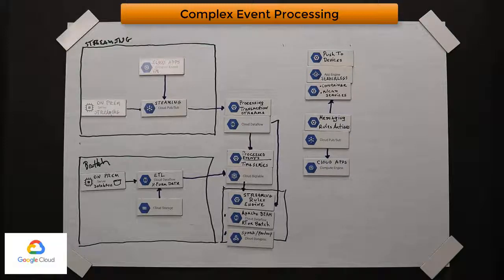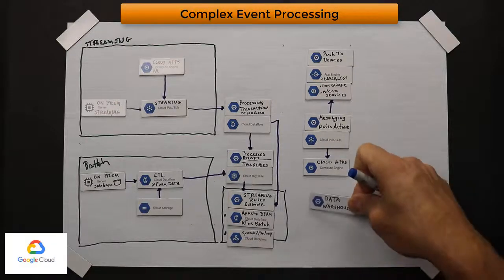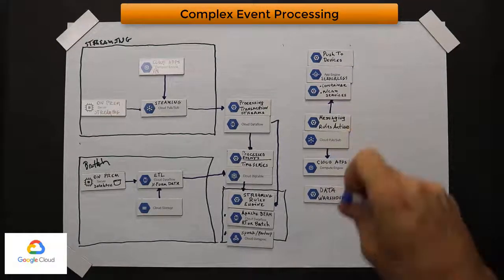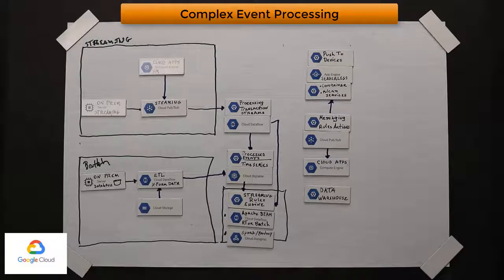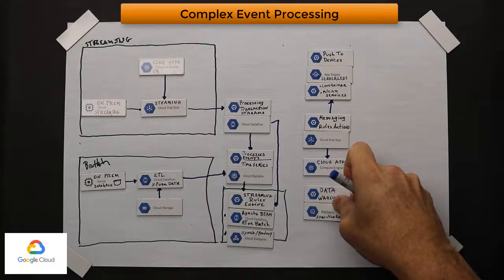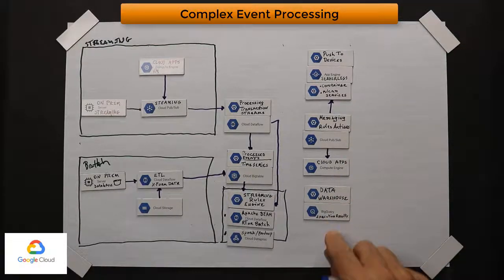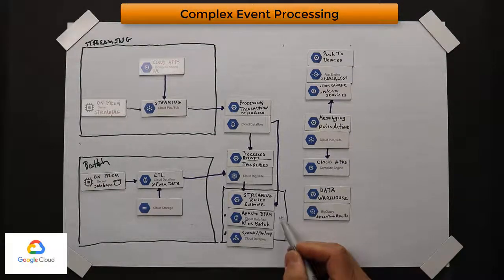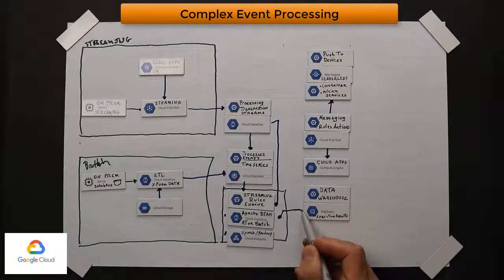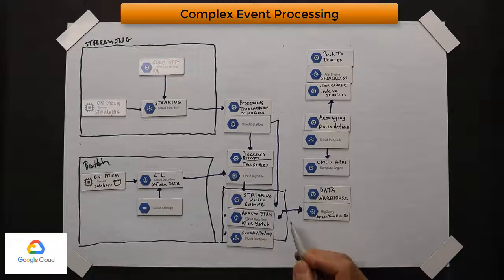What would you expect? Well, if we got batch, we probably have a data warehouse. Yeah, you guys guessed it. And so that data warehouse is actually pulling things out of this rules engine to load up the execution results of all this streaming data that's come in, combined with the batch data as well.